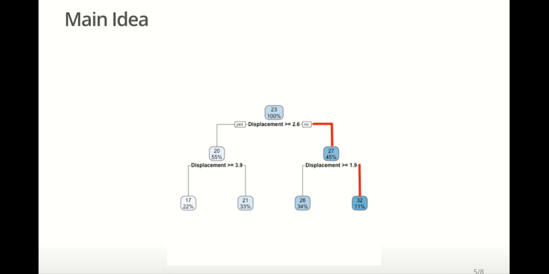To use a regression tree for prediction, a new observation would follow the path until reaching a terminal node, which is a node that has no branches coming out of it. That node's average response would be its predicted value. So, for example, a car with a displacement less than 1.9 would follow the path indicated in red and would have a predicted MPG of 32.